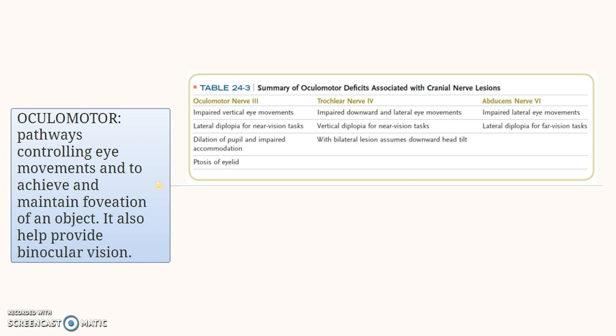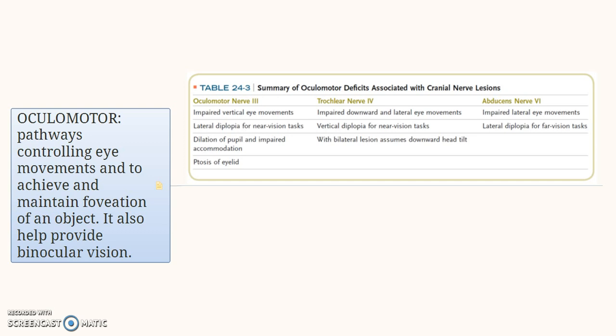For oculomotor, it's the pathways controlling the eye movements and to achieve and maintain foveation of an object. It also helps provide binocular vision. This includes a summary with cranial nerve lesions in the oculomotor nerve, number 3, trochlear nerve, number 4, and abducens nerve, 6. And right below the table, for the oculomotor nerve, it's impaired vertical eye movements, lateral diplopia for near vision tasks, dilation of pupil, impaired accommodation, and ptosis of eyelid.